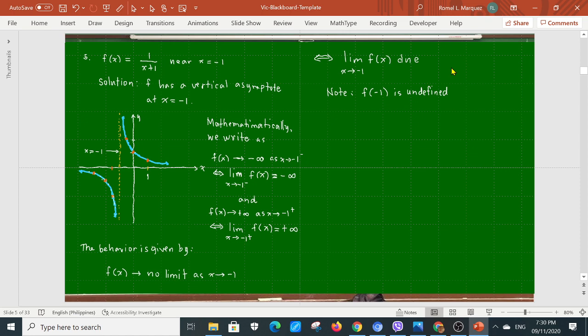Now, the value of f at negative 1, as you know, is not defined. But the limit behavior of f has nothing to do with this. It has no bearing on the existence or non-existence of f of negative 1. Even if the limit does not exist, that has nothing to do with why f of negative 1 is undefined. So, it's a different story.